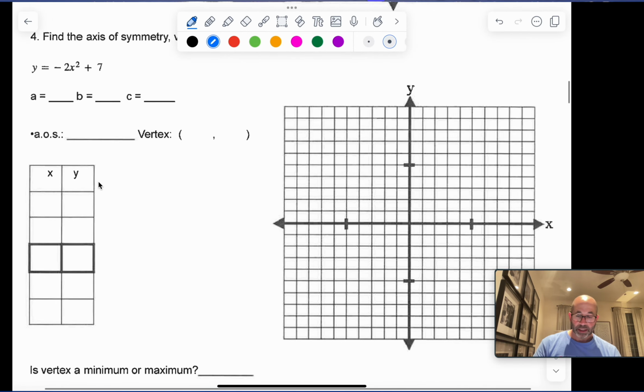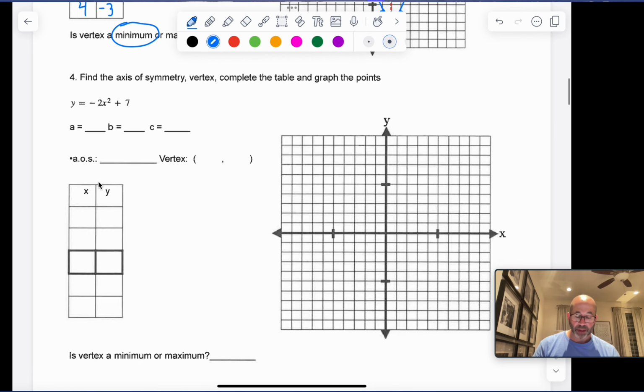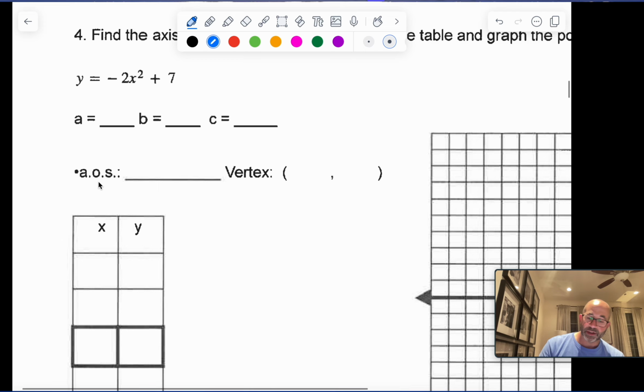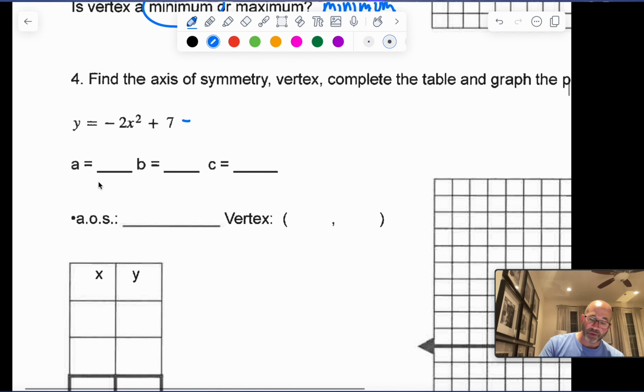Okay. One more down here. And this one's a little bit tougher because we're missing a value here. If I was to write out this equation with everything accounted for, we would have -2x squared. There would be a 0x and then a positive 7. Remember, whenever we have something missing, we said there's 0 of it. Put your A, B, and C values in. We got negative 2, 0, and 7.